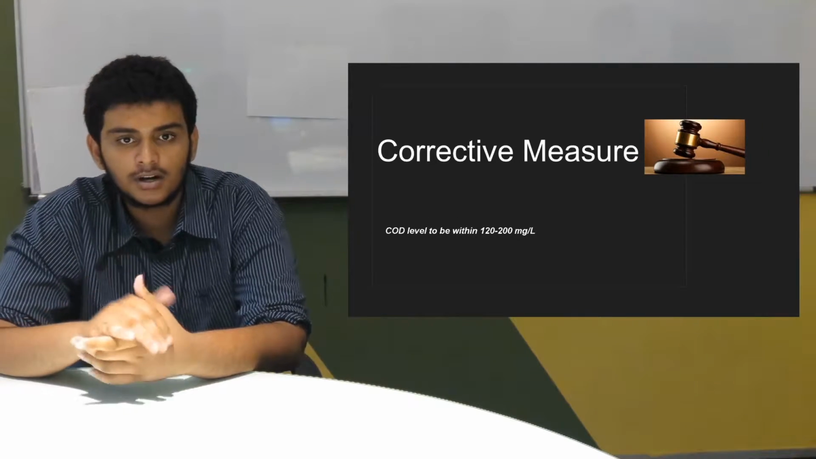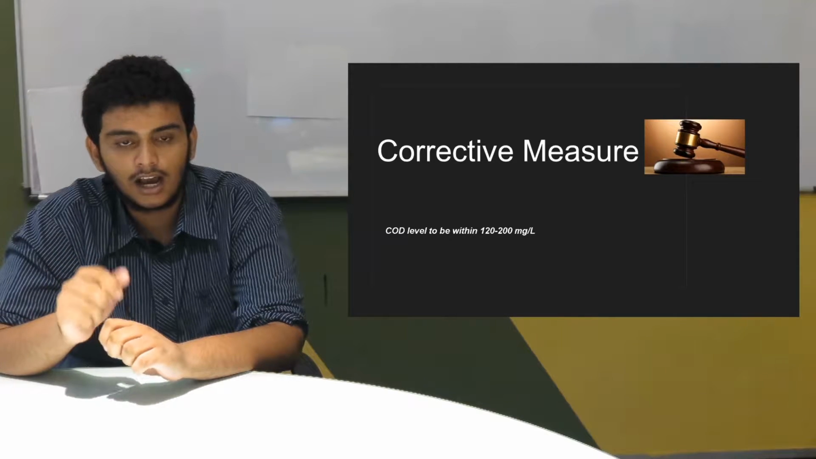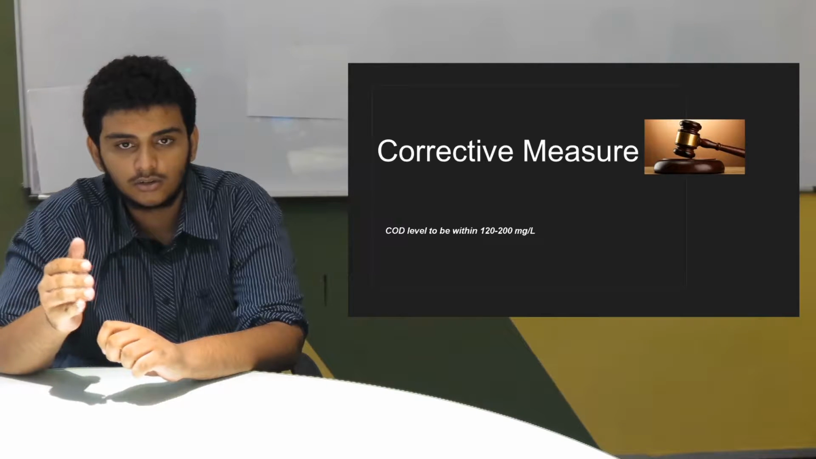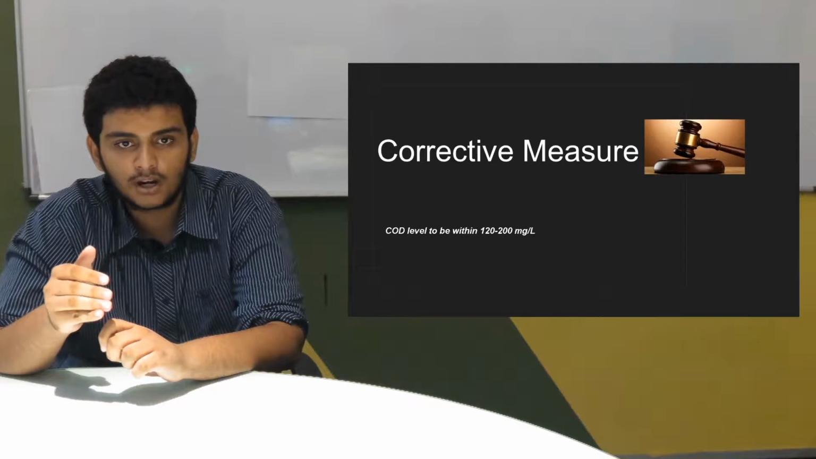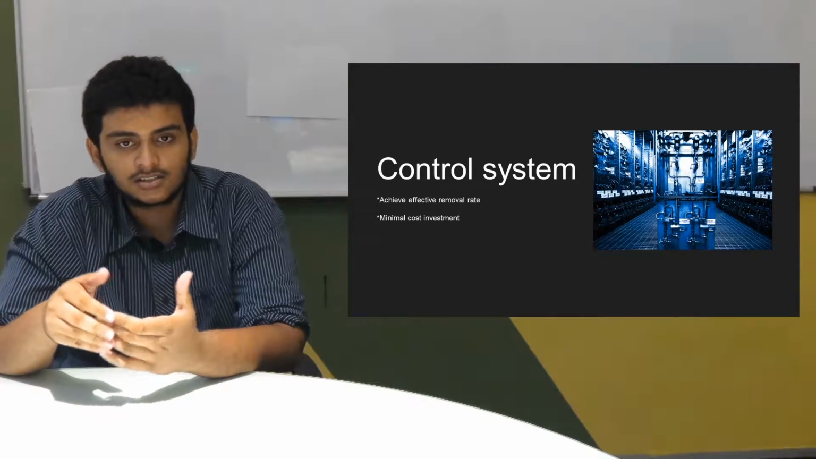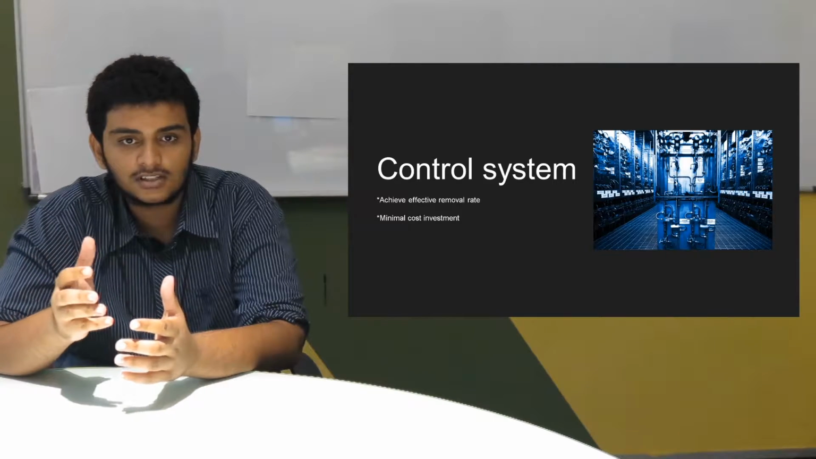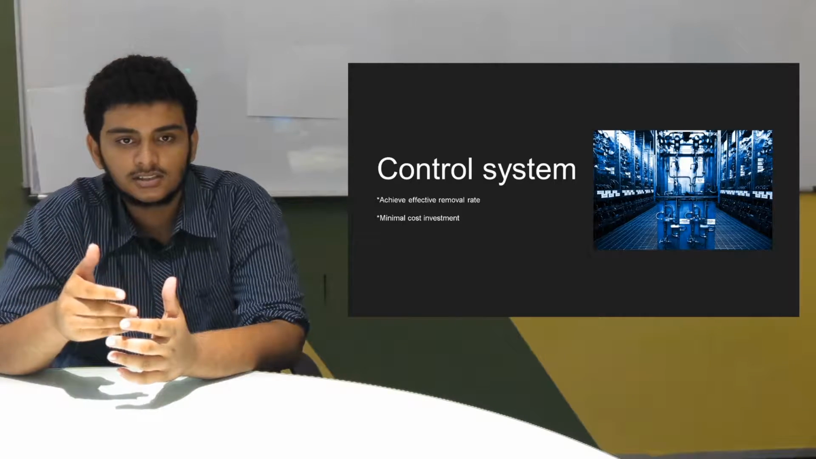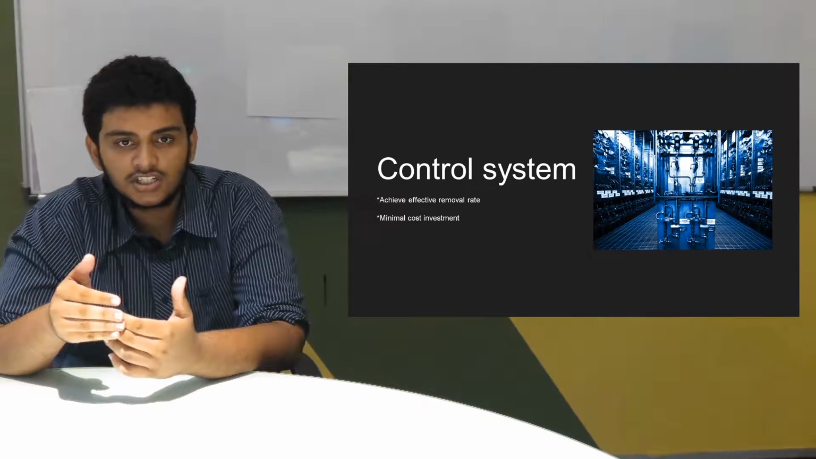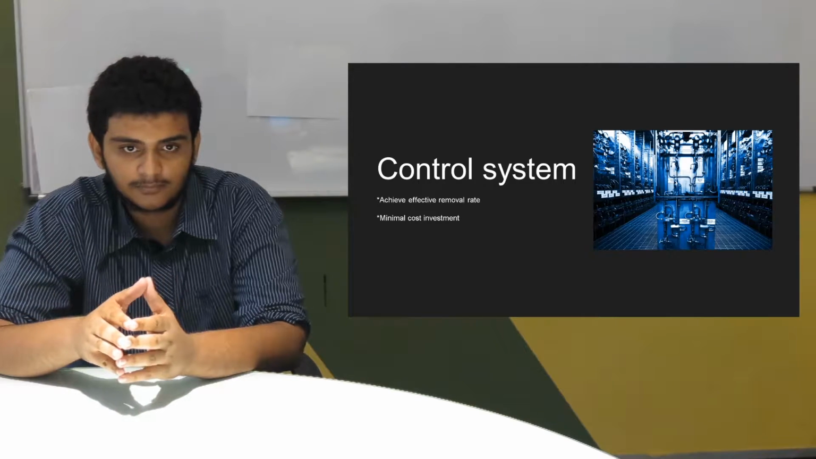Consequently, the Malaysian government released a law stating that the range of COD has to be within 120 to 200 mg per liter before being discharged into the environment, as a method of overcoming the issue of pollution. With consideration of the new challenges the world has for us with regard to current affairs, it is obvious of the importance a control system holds in an industrial plant, as it is able to achieve an effective removal rate and also with minimal cost investment.